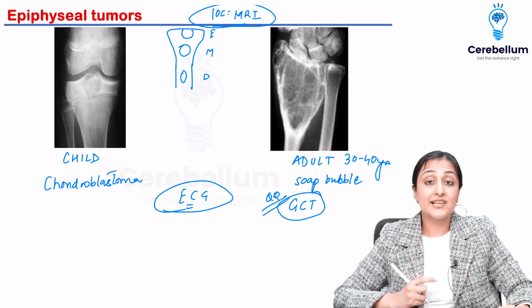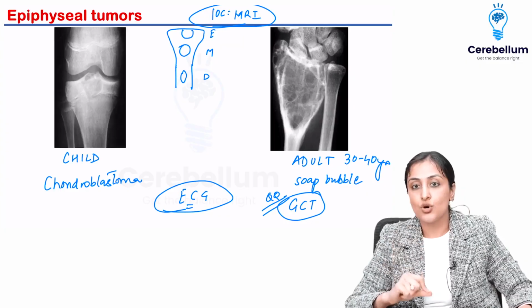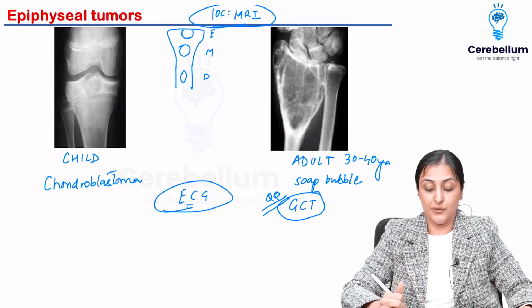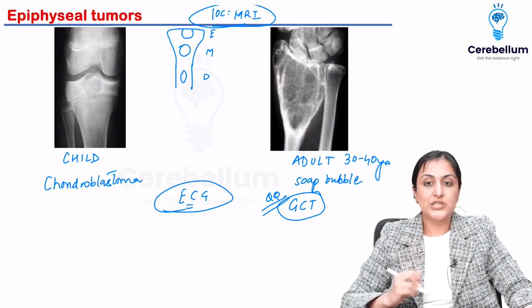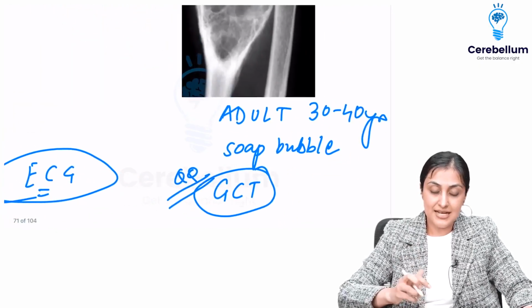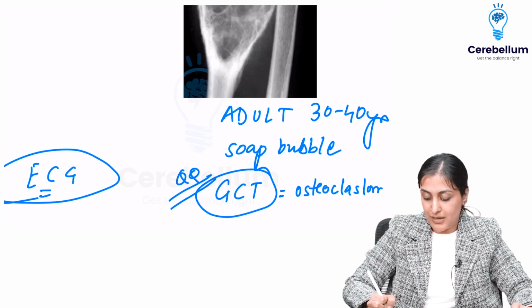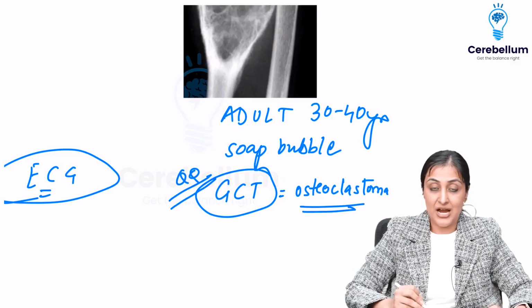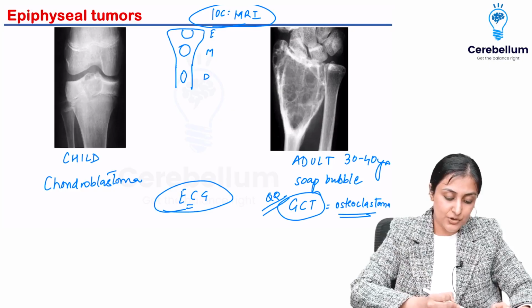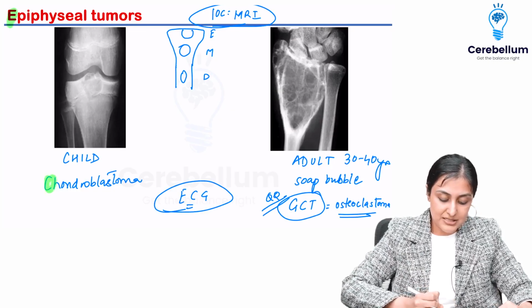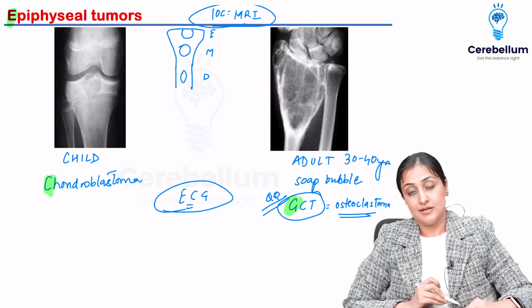Perhaps the most commonly asked question in the history of entrance exams is this. Don't get this wrong. If you see a 30 to 40-year-old patient with an expansile lesion, epiphyseal lesion with a soap bubble matrix, this is giant cell tumor. The other name of giant cell tumor is osteoclastoma. So the osteoclasts are the giant cells of the bone. So this is osteoclastoma. Is this clear? So remember, ECG, epiphyseal is chondroblastoma or giant cell. Age will do the job for you, right?